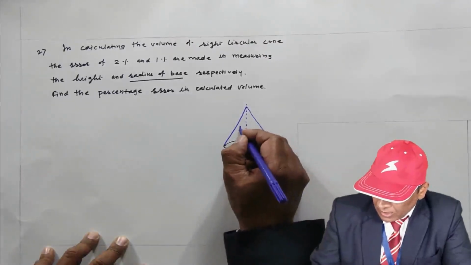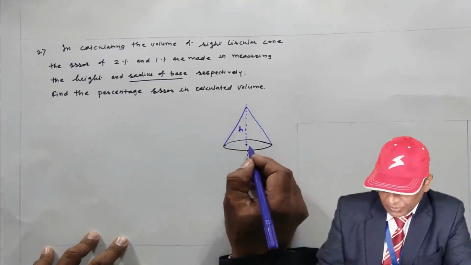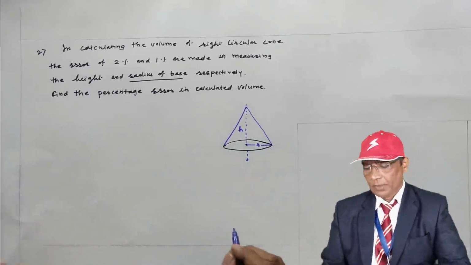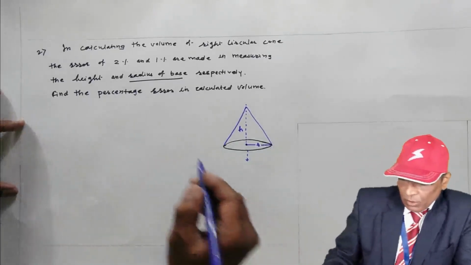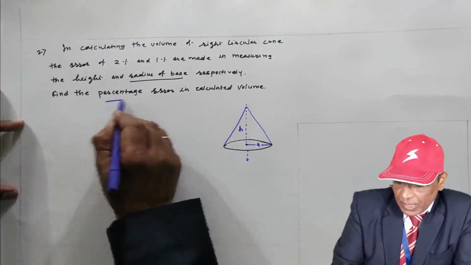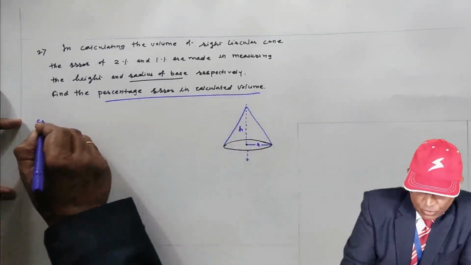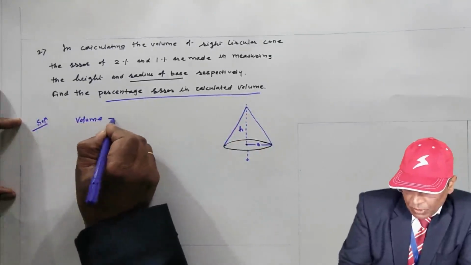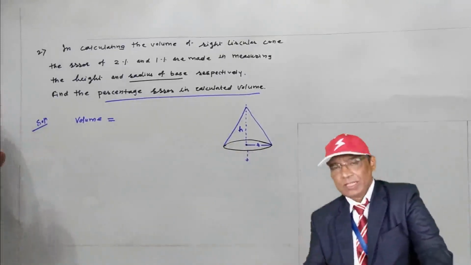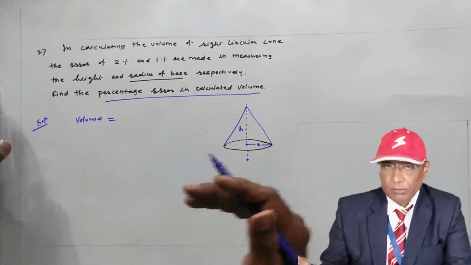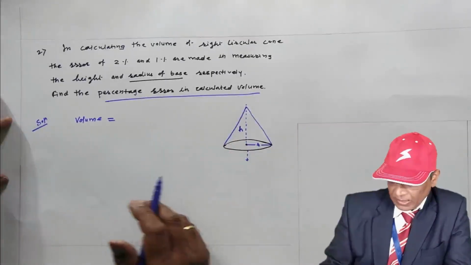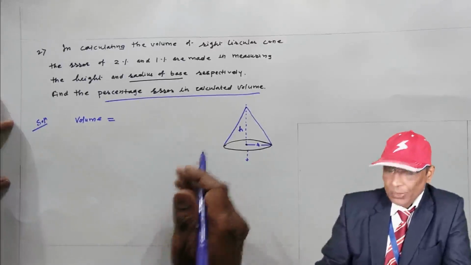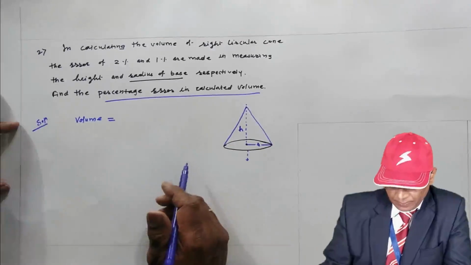This height is h, and I am denoting the base. The radius of the base is r. Now we have to find out the percentage error in the volume of right circular cone. Once you draw the figure, no need to write what this is. H is the height, and r is radius. No need to write. This is very clear in undergraduate courses. Then no need to explain what is H, what is R, just like 12th standard.